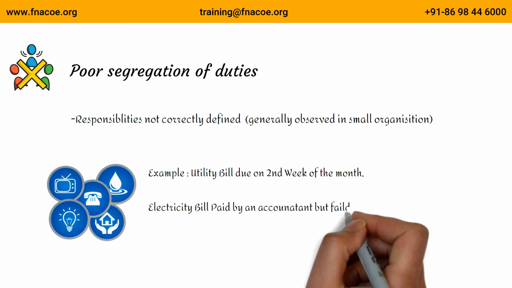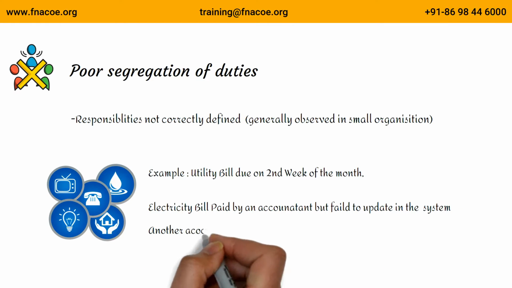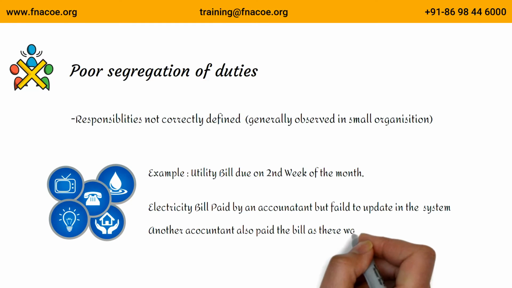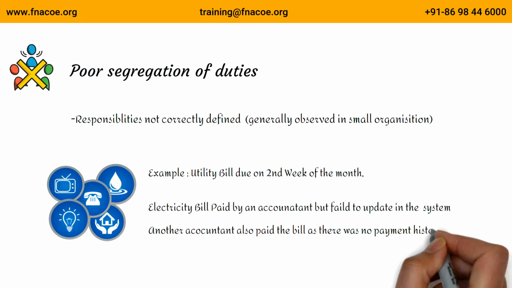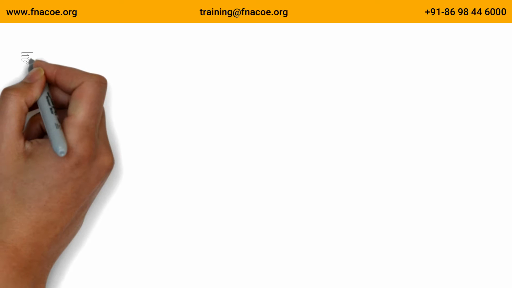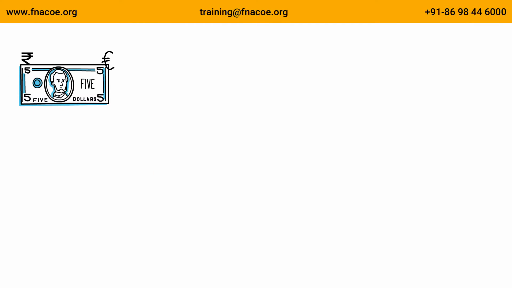Example, suppose an electricity bill has to be paid in week 2. There are two accountants looking after invoice processing. One of them is on leave and the other accountant makes the electricity bill payment but fails to inform or update the system. The other accountant, whose primary responsibility is to manage utility payments, also makes the payment as the system is showing pending due. Such instances happen when there are loose controls in the process.